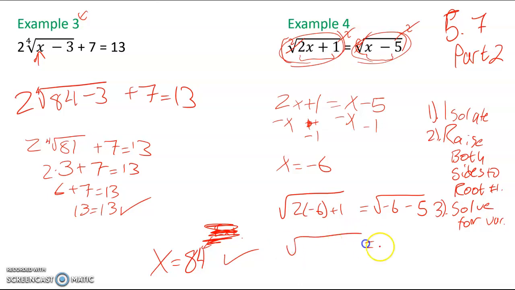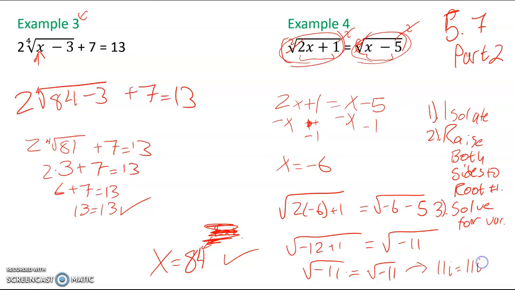We're going to get negative 12 plus 1, which is also equal to negative 11, and then negative 6 minus 5 is equal to negative 11, which, again, if we know how to deal with negative numbers, that is basically 11i is equal to 11i.